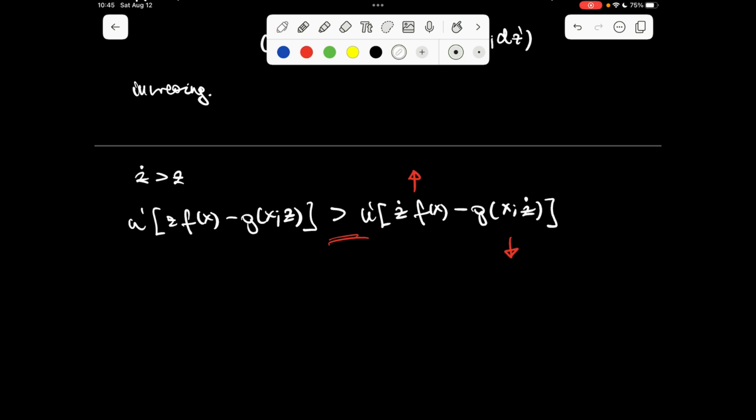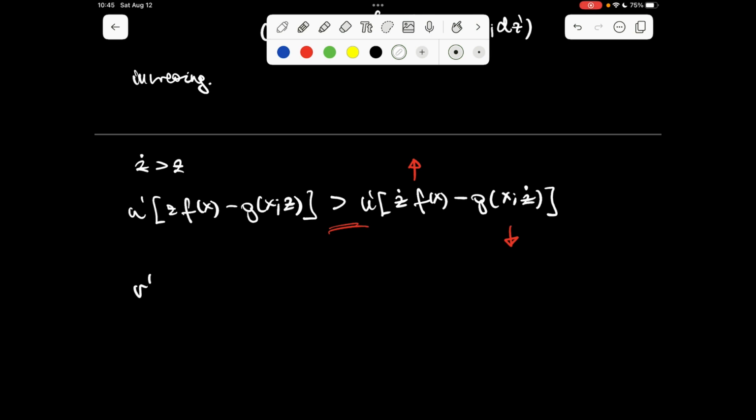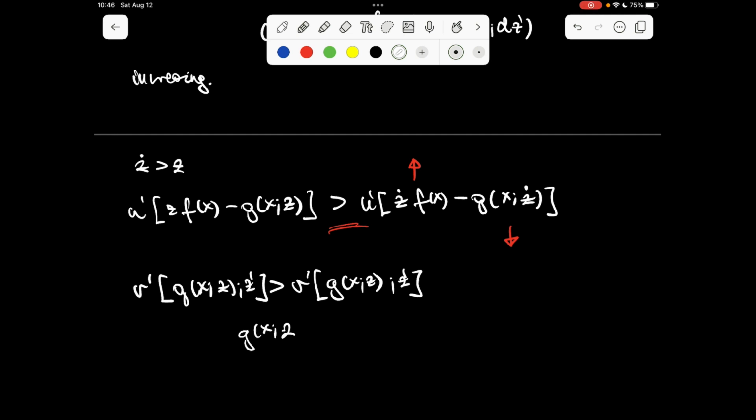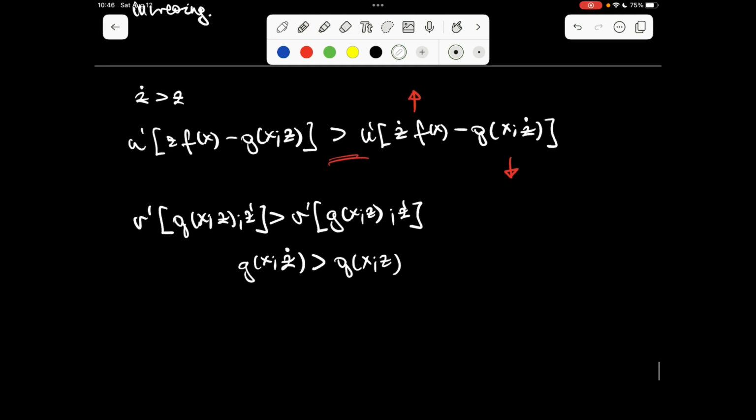From this fact, it follows, thanks to the monotonicity of the transition function, from this it follows that at the higher value of the exogenous state, the policy function is higher, which is a contradiction. So the policy function g is increasing in z.